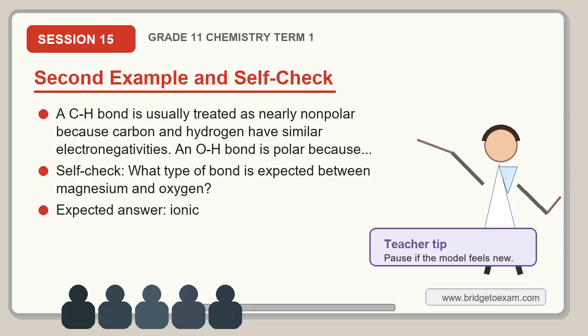Now answer this self-check. What type of bond is expected between magnesium and oxygen? A strong answer should include ionic. Hint, a metal plus a nonmetal usually forms an ionic compound.